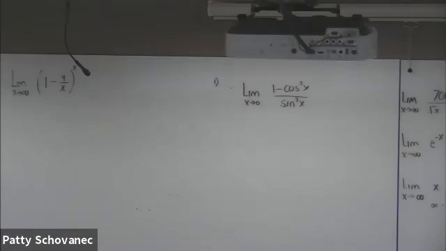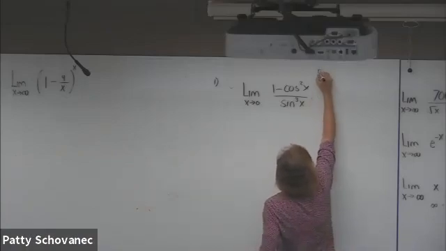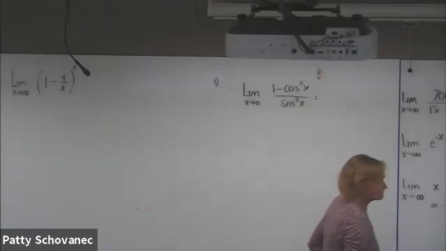So the first one's already set up for you to use L'Hopital's rule. Cosine of 0 is 1, sine of 0 is 0, so it has the form of 0 over 0. Let's see if you're good enough at simplifying and taking derivatives without L'Hopital's rule to find that limit.